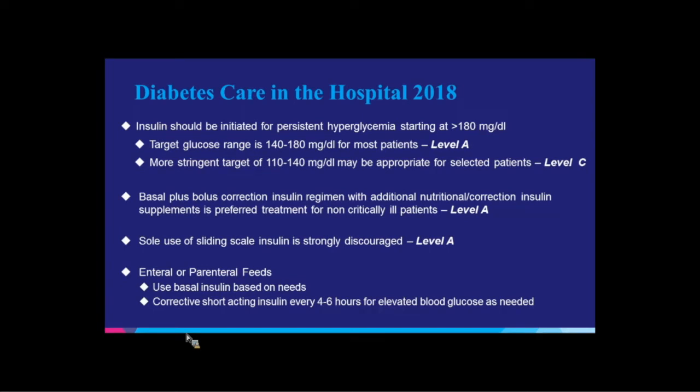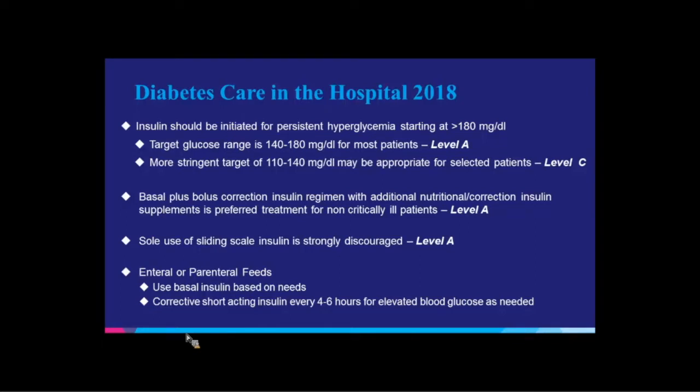So how and when should we do it? What should we target? So at a level A, they're saying that insulin should be started for patients with persistent hyperglycemia over 180 milligrams per deciliter, and that our target range should be 140 to 180 for most patients on the clinical wards. Not in the ICU, this is outside of the ICU clinical wards. They are saying that more stringent target of 110 to 140 may be appropriate for selected patients.